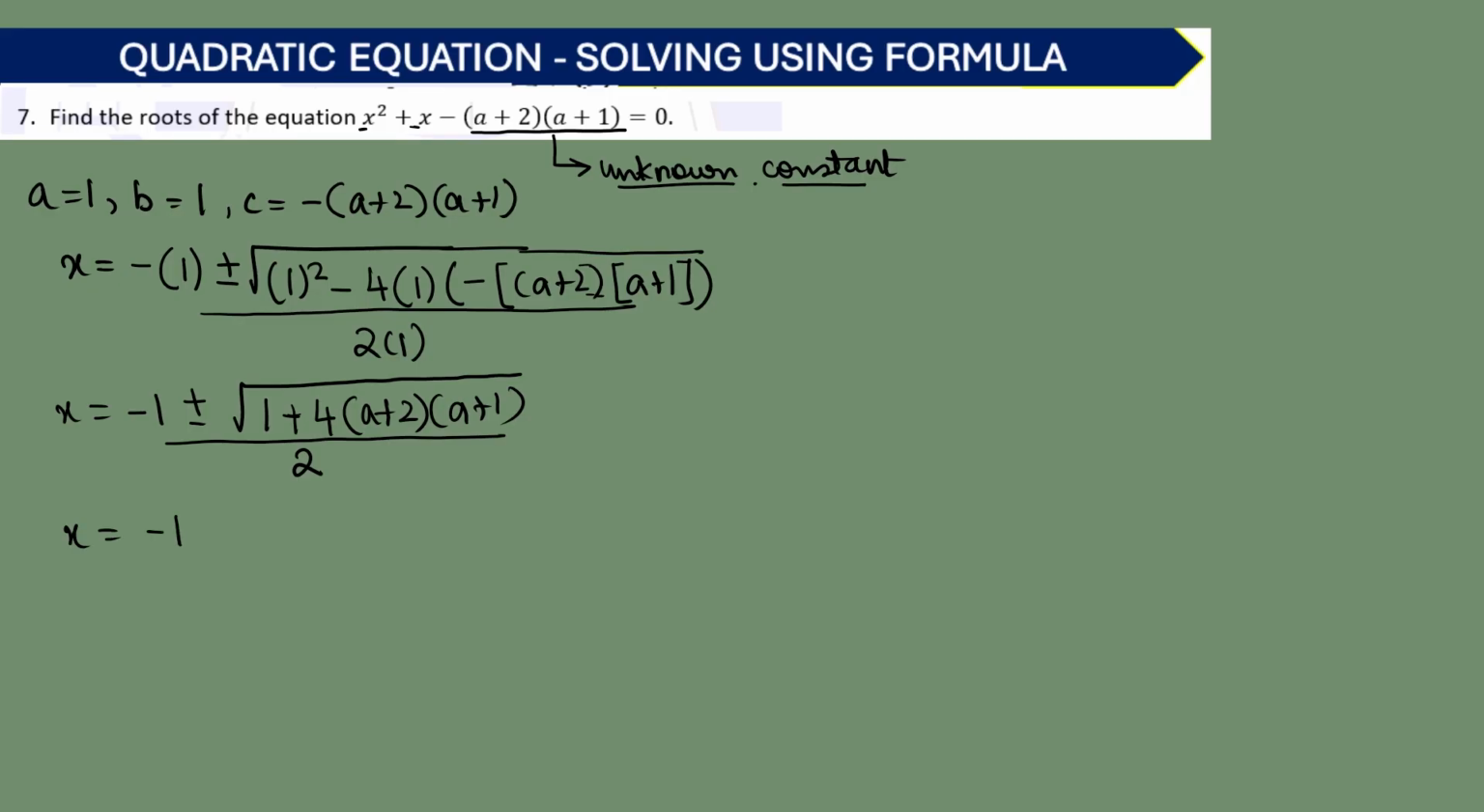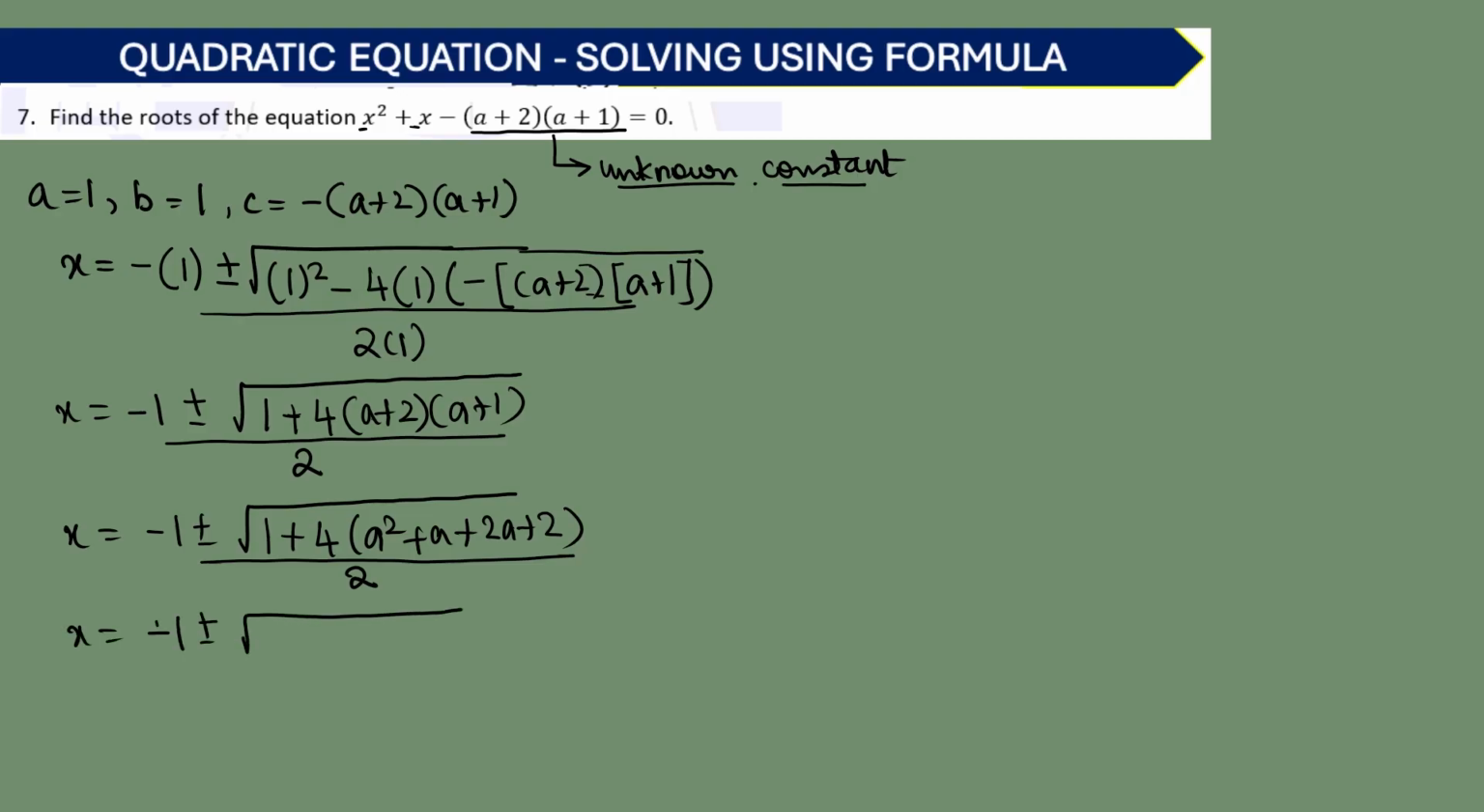So x is equal to minus 1 plus minus under root of 1 plus 4 times, what is a plus 2, a plus 1? a square plus a plus 2a plus 2, upon 2. So x is equal to minus 1 plus minus under root of 1 plus 4a square plus 4a plus 4 twos are 8a plus 4 twos are 8, upon 2. See, if you follow the correct order, you will not get the sum wrong. Even though it looks a little complicated right now, it is going to simplify itself.